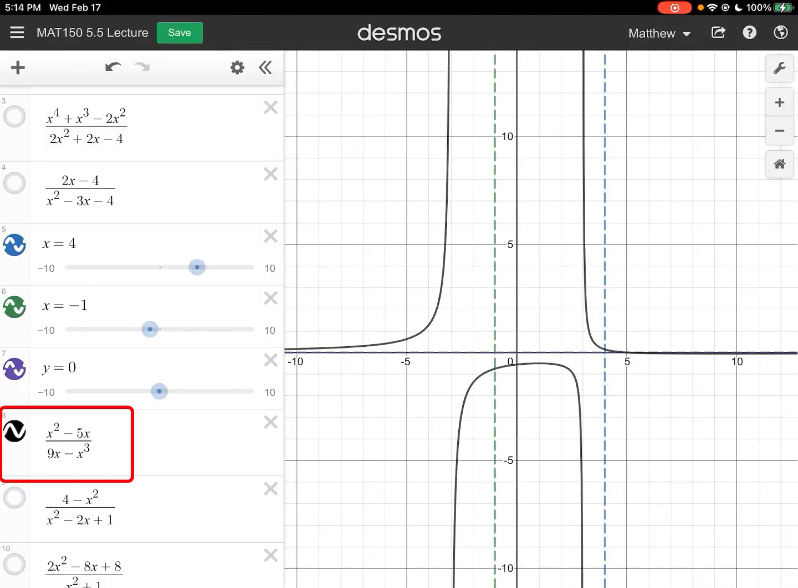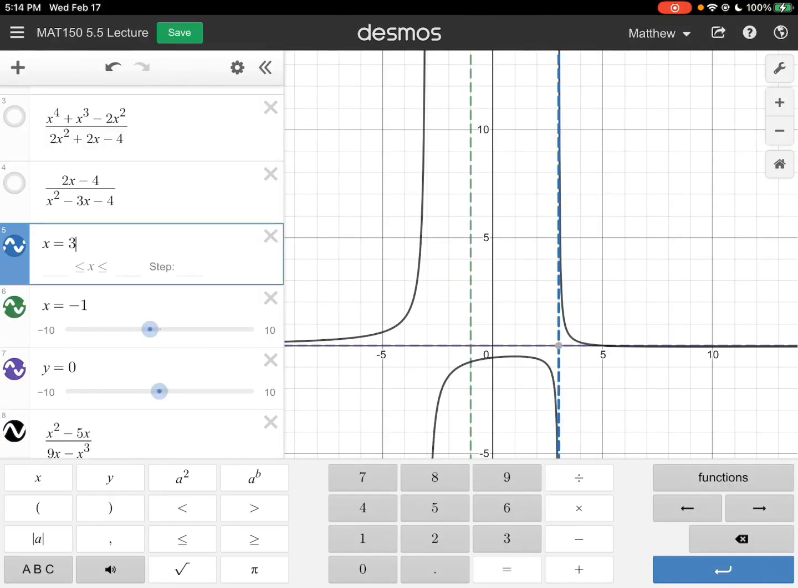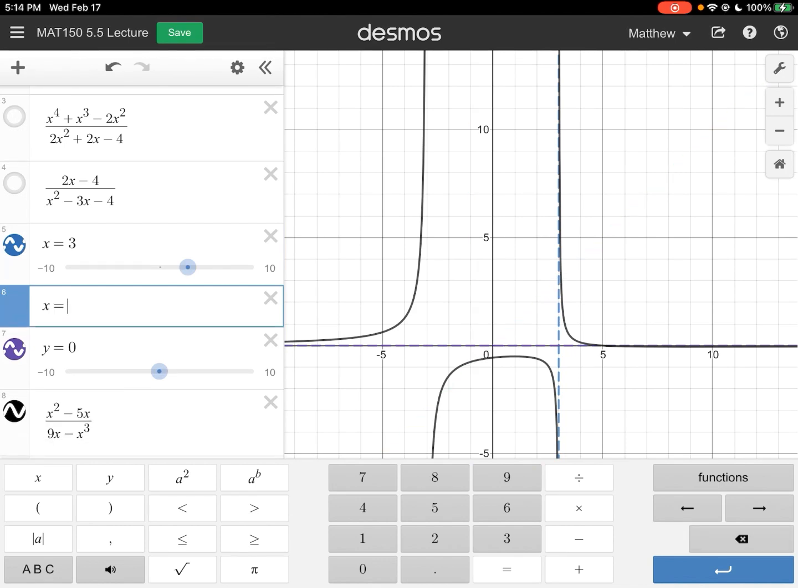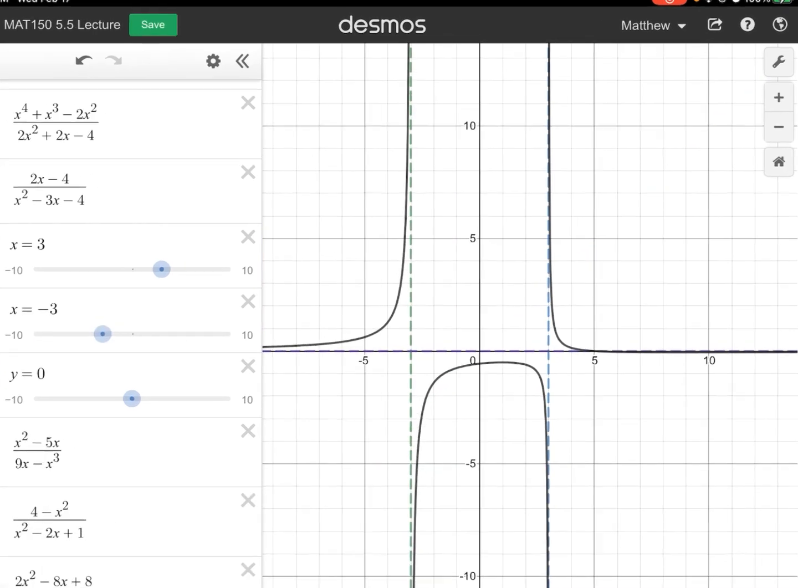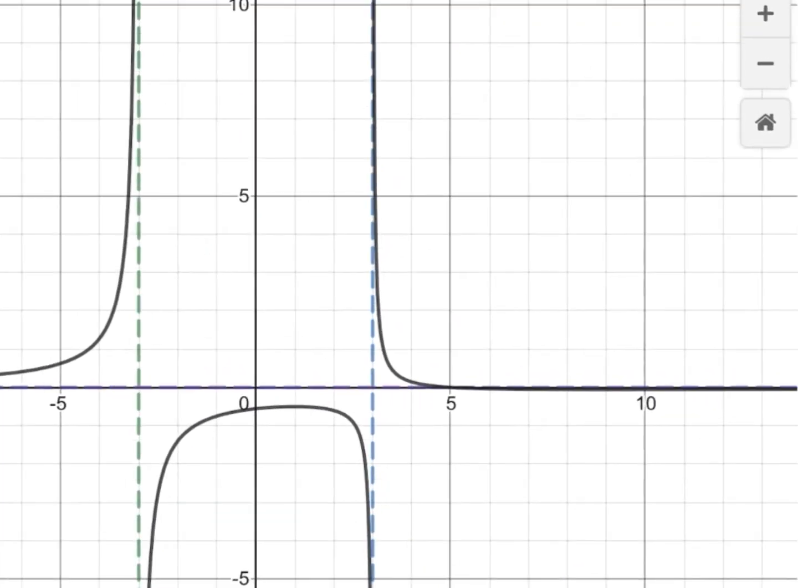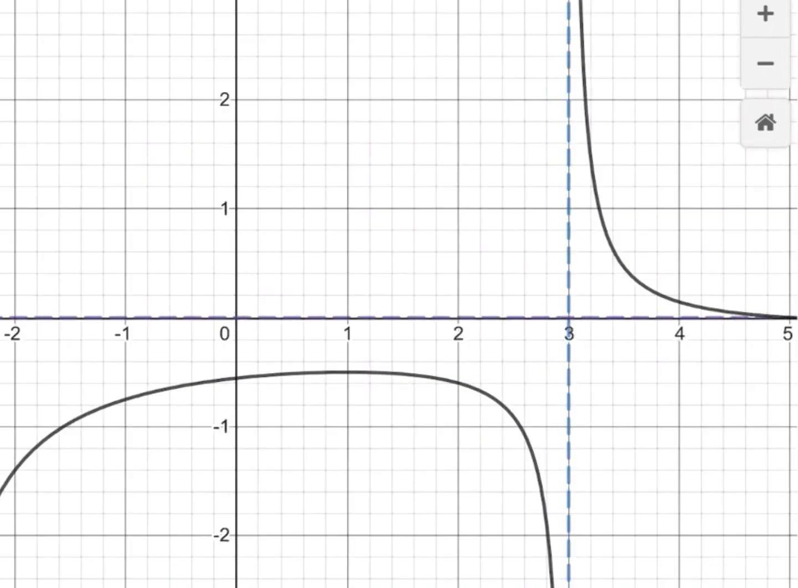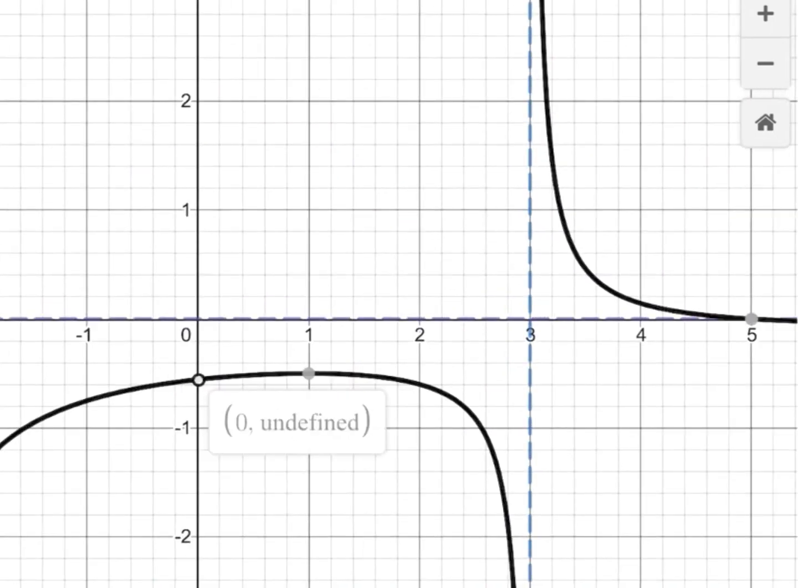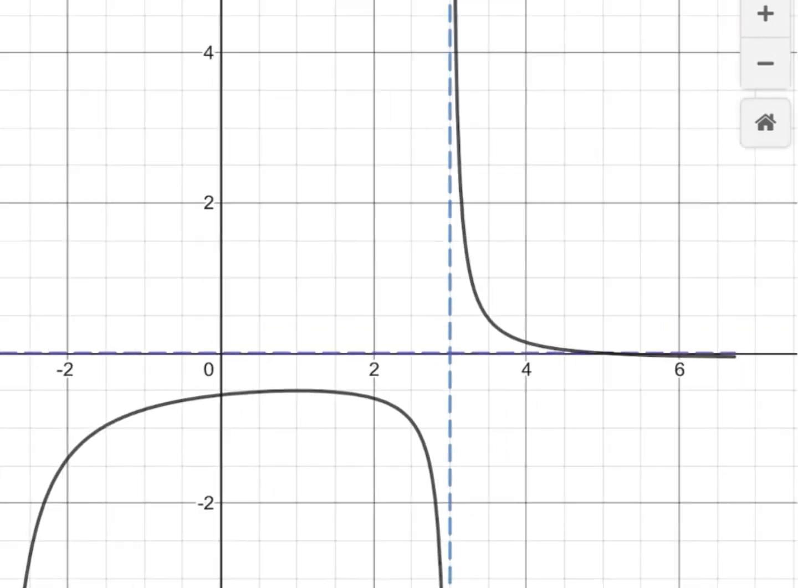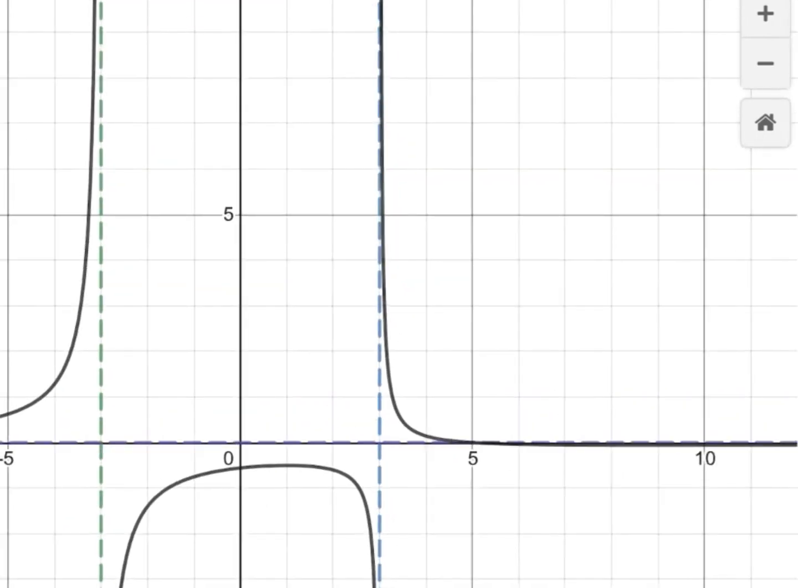So here's the next one. Let's move our asymptotes to where they belong. 3 was one of the verticals. The other vertical was -3. The horizontal was 0 again. And notice that we have a shape. If I trace this, you're going to see that there's going to be a missing point right there at (0, -5/9). So we do have 3 domain restrictions. 2 are vertical asymptotes and 1 is a missing point.